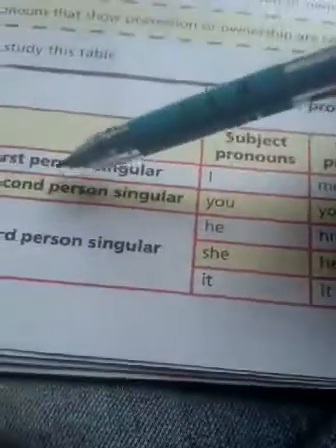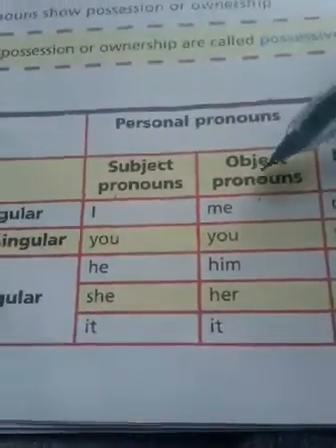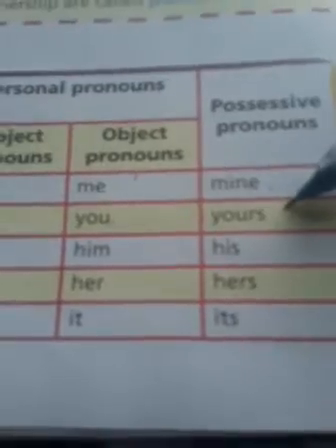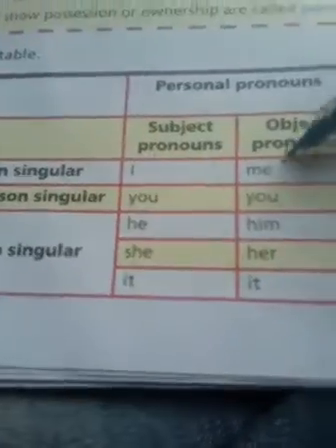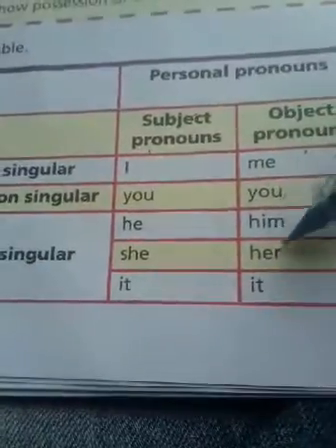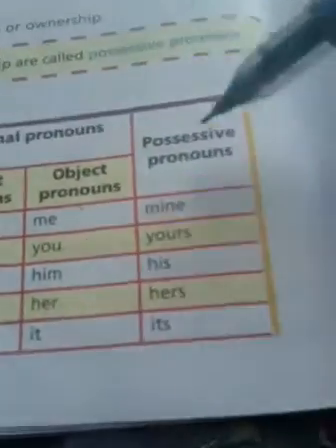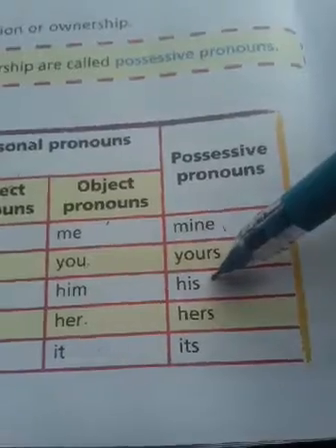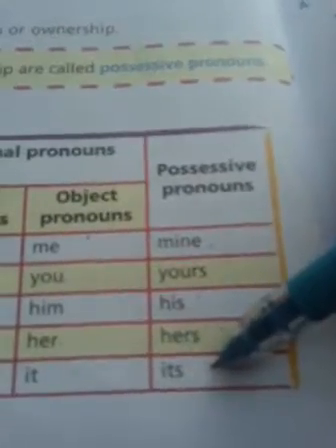Next, second person singular is you, the subject pronoun. The object pronoun remains the same, you, and the possessive pronoun is yours. Third person singular he, object pronoun is him. She, object pronoun is her. It, object pronoun is it. And the possessive pronouns remain his for he, hers for her, and its for it.